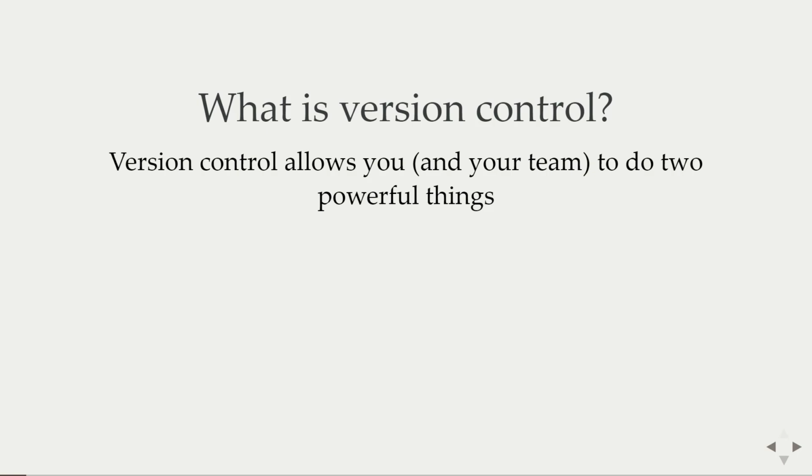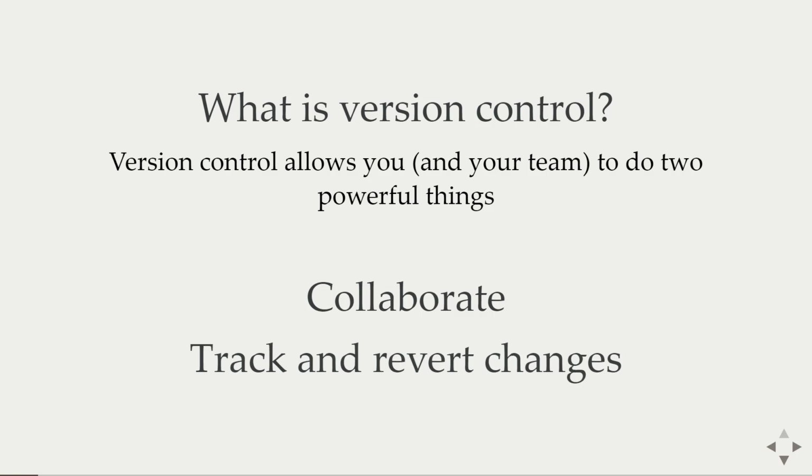So version control allows you to do a couple things. First thing is, it allows you to collaborate. As you work as a team, you need to get other people's code. You need to be able to send them your code. But you need to be able to see differences between everything. So you can do all that collaboration with version control. You can track and revert all your changes as well, which is a huge thing.